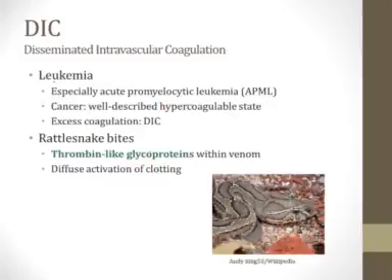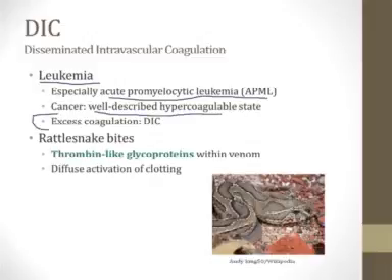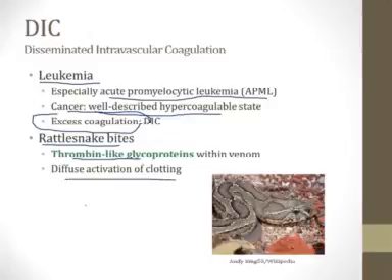Cancer can lead to DIC, especially leukemias. Acute promyelocytic leukemia, or APML, is a common trigger for DIC. And you know that cancer is a well-described hypercoagulable state, so you can just think of DIC as resulting from excess coagulation that goes along with cancer. In addition, rattlesnake bites have been described as causing DIC. There are some snakes that contain thrombin-like glycoproteins in their venom, so if they bite you, this can lead to diffuse activation of clotting and DIC can develop.